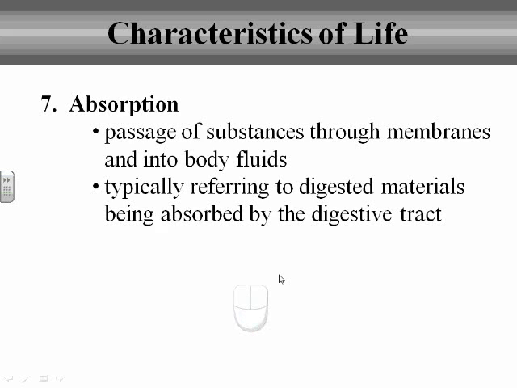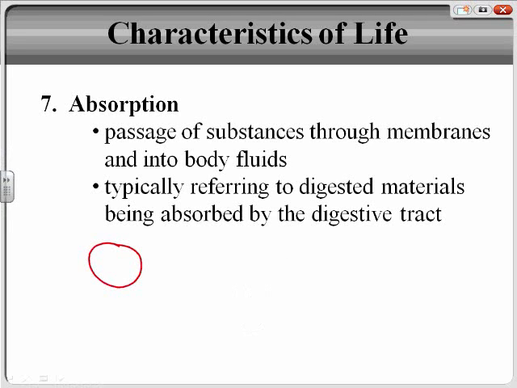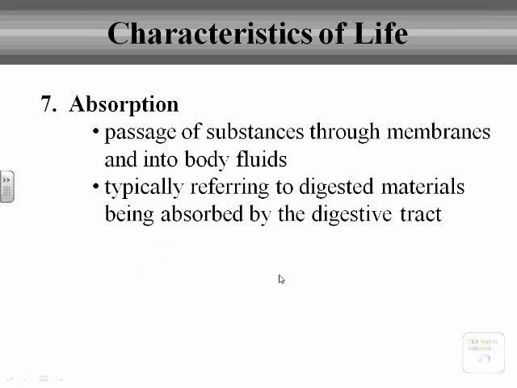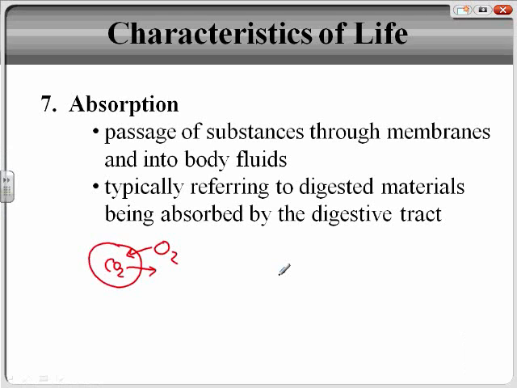Linking to that is the idea of absorption. Substances need to be able to pass through. We know that when we talk about a cell, we've got carbon dioxide that needs to be able to get out. We've got oxygen that needs to be able to get in, right? We've also got water that's traveling in both directions, in and out. We have nutrients that need to come in. Right? There's all these different things that need to be able to pass.